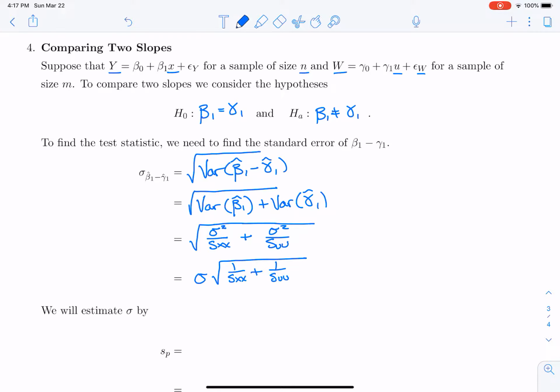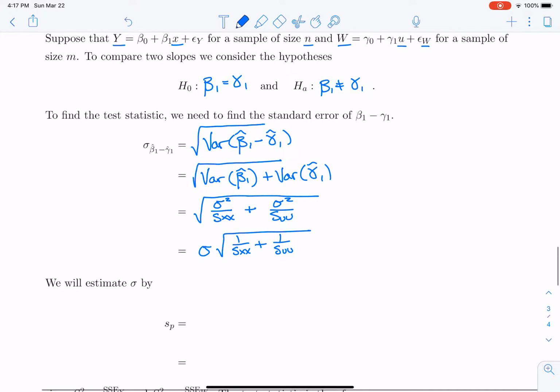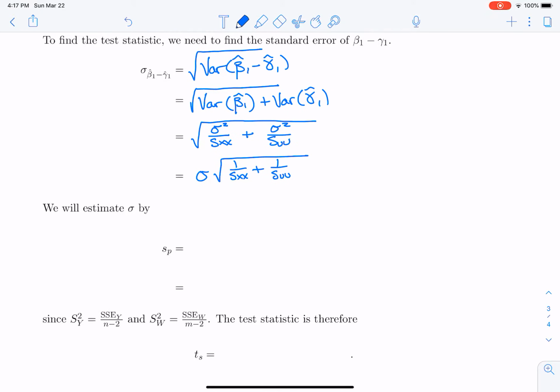Now, how are we going to estimate sigma? Well, we're going to estimate sigma using a pooled standard deviation, so that's going to be the square root of n minus 2 times s sub y squared plus m minus 2 times s sub w squared. Those are the sample variances for y and w. And then we would divide that by n minus 2 plus m minus 2.